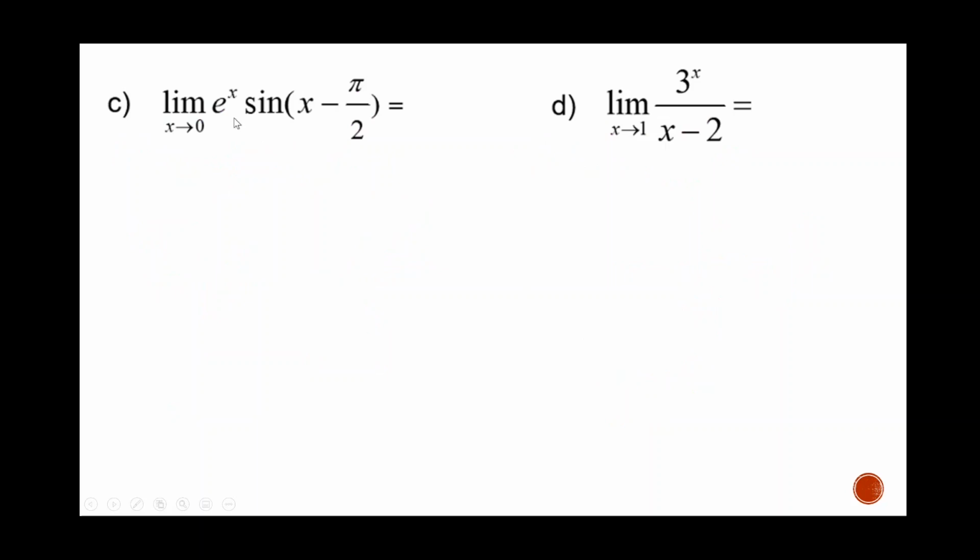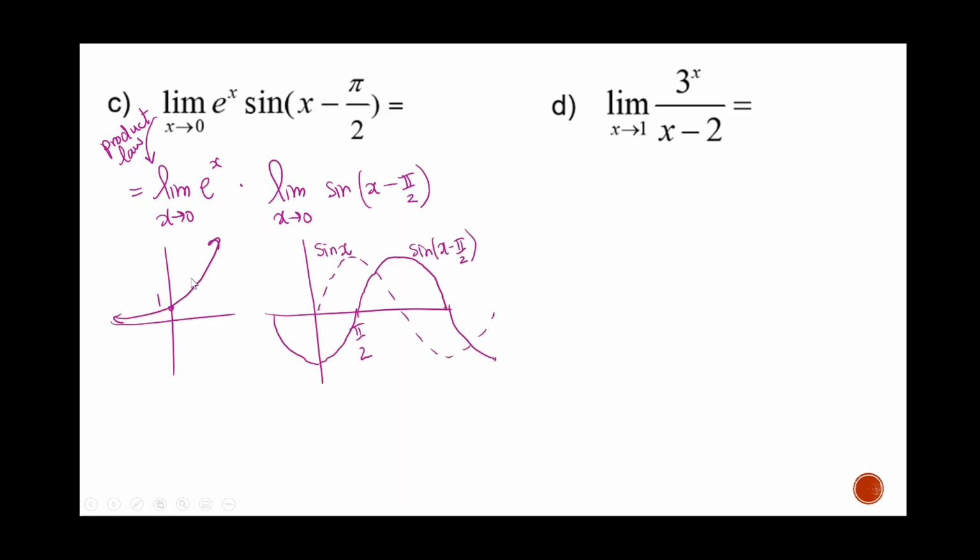In this question, we're going to use the product law. So we're going to find the limit of the exponential separately and limit of the sine separately, and then we'll multiply the results together. Drawing the graphs, we'll see that the exponential graph grows here because this e is a constant number that's 2.718 roughly. So it's going to grow.